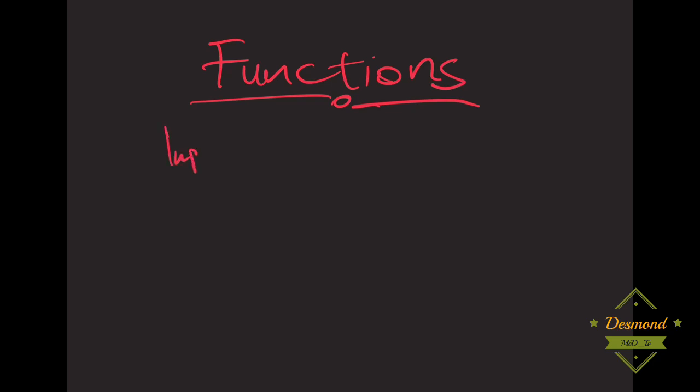So we can just put it down right here that the input is called the domain of the function. And the set of the output of the function is called the range of the function. So the output part of the function is called the range of the function, right? Let's consider some examples here.